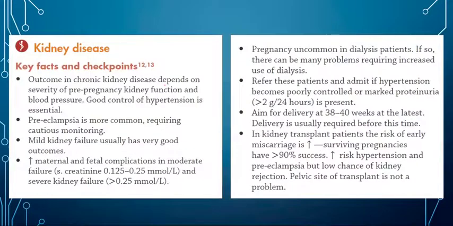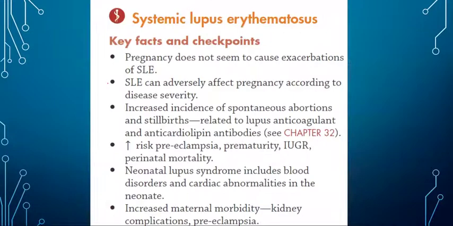Cardiac disorders, not very important, give it a read. Kidney disease, also give it a read. SLE, systemic lupus erythematosus. If a patient with SLE becomes pregnant, they have an increased risk of complications like preeclampsia, prematurity, those things. They have also increased risk of spontaneous miscarriage.